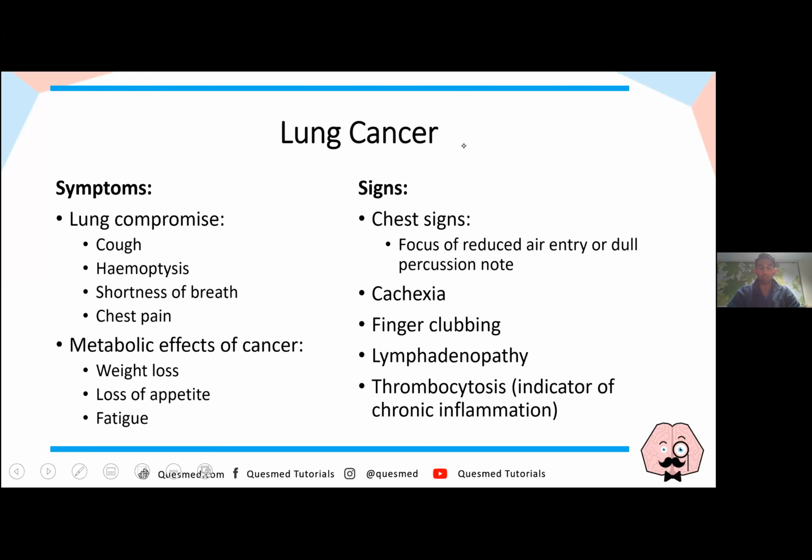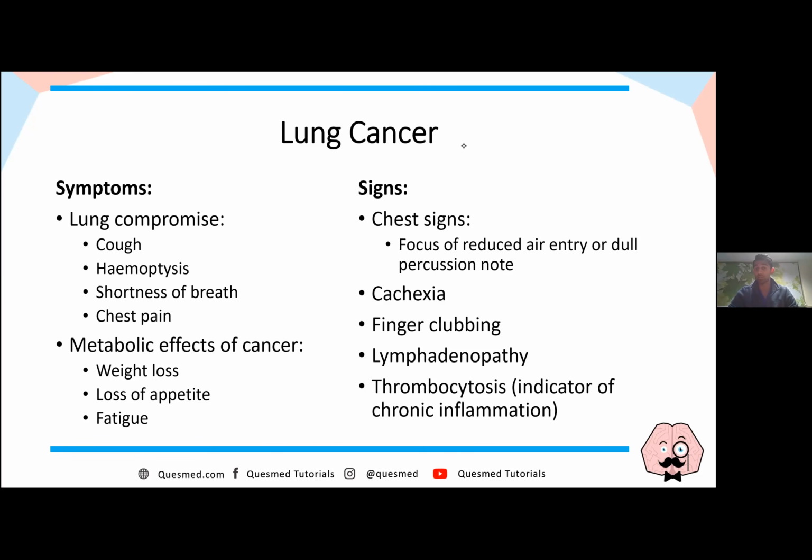And so just briefly on lung cancer, the main symptoms, we can split them into direct lung compromise, such as cough, hemoptysis, shortness of breath, and chest pain. It's usually pleuritic chest pain. And the metabolic effects of the cancer, so weight loss, loss of appetite, and fatigue.